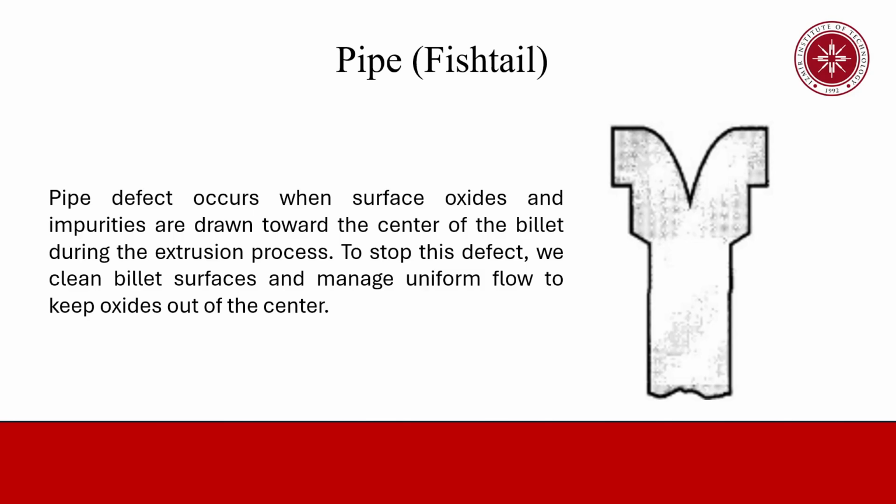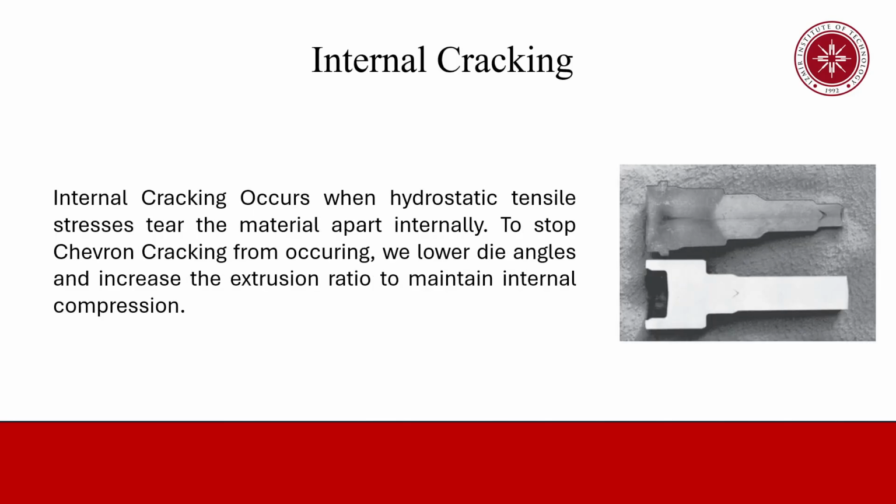Finally, we arrive at perhaps the most insidious defect because it is often invisible from the outside, internal cracking, also known as chevron cracking. These cracks develop at the center of the extruded product. The mechanism here is similar to the necked region in a tensile test specimen, where hydrostatic tensile stresses tear the material apart internally. What makes chevron cracking fascinating is how heavily it relies on the geometry of the die and the friction involved. The tendency for this defect increases as you increase the die angle. A steeper angle creates more turbulence and stress at the center.